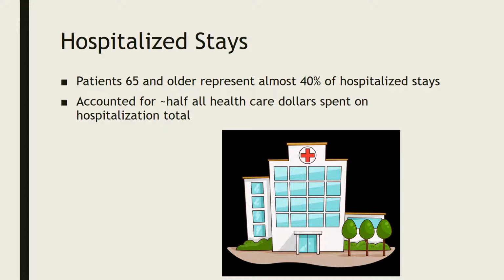The Centers for Disease Control and Prevention also did a study that showed that patients 65 and older represent almost 40% of hospitalized stays, and this accounts for almost half of all healthcare money spent on hospitalization total. So there's clearly a significant increase in physician, specialist, and hospital visits as people age. So it's vital to understand the common conditions and diseases that are causing this increase to improve the healthcare system.